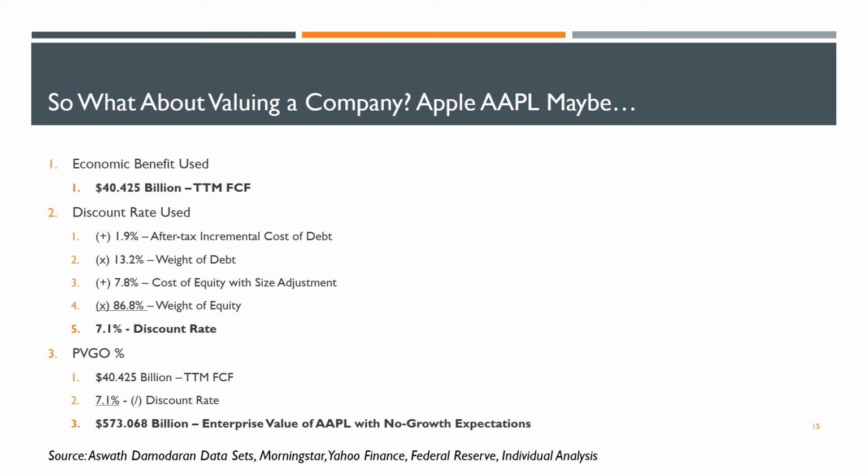First, let's start off with valuing just a company. Let's use Apple, biggest company in the world. Let's go there. And we'll look at free cash flow of Apple. So that will be the benefit used. Discount rate I already calculated using the weighted average cost of capital. I already got there. Let's cut to the chase on that. We're going to use 7%. So make the estimation that the enterprise value of Apple with no growth expectations is approximately $573.1 billion.